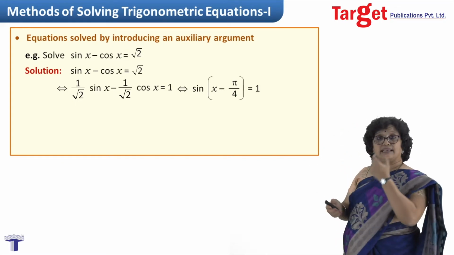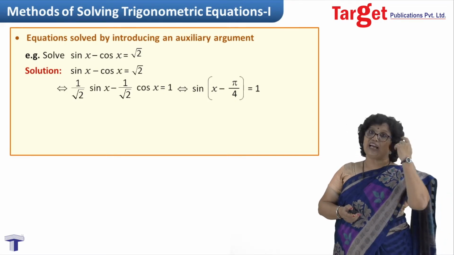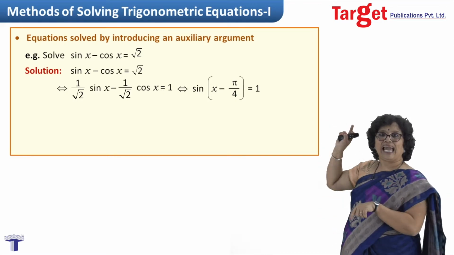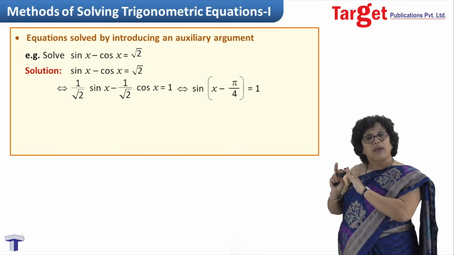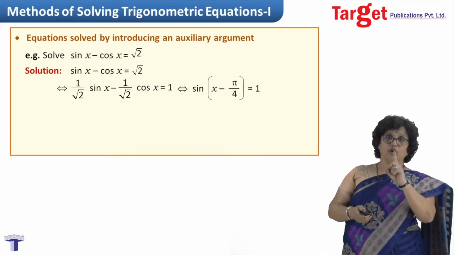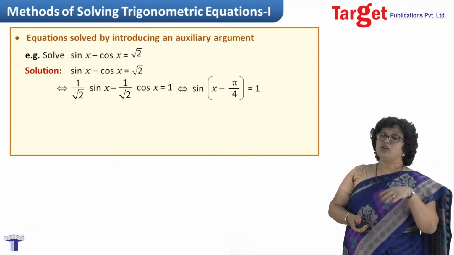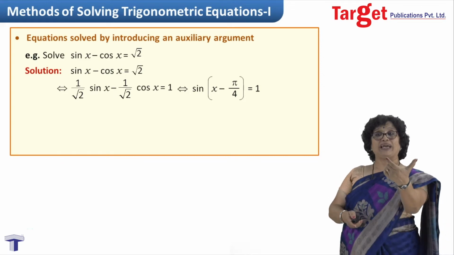So realize this, that the angle x minus pi by 4 was not in the question. Actually, in the equation, only x is given. So x minus pi by 4 is a different angle, and that is what I meant by auxiliary argument. Now, I have found sine of (x minus pi by 4) equal to 1. So I can write the answer for x minus pi by 4.